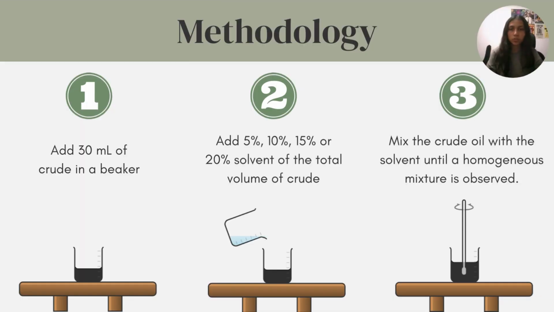Now we are going to present the methodology used in this practice. First, we add 30 milliliters of crude in a beaker. Then we add 5%, 10%, 15%, or 20% solvent of the total volume of crude depending on the sample we are going to do. Then we mix the crude oil with the solvent until a homogeneous mixture is observed.